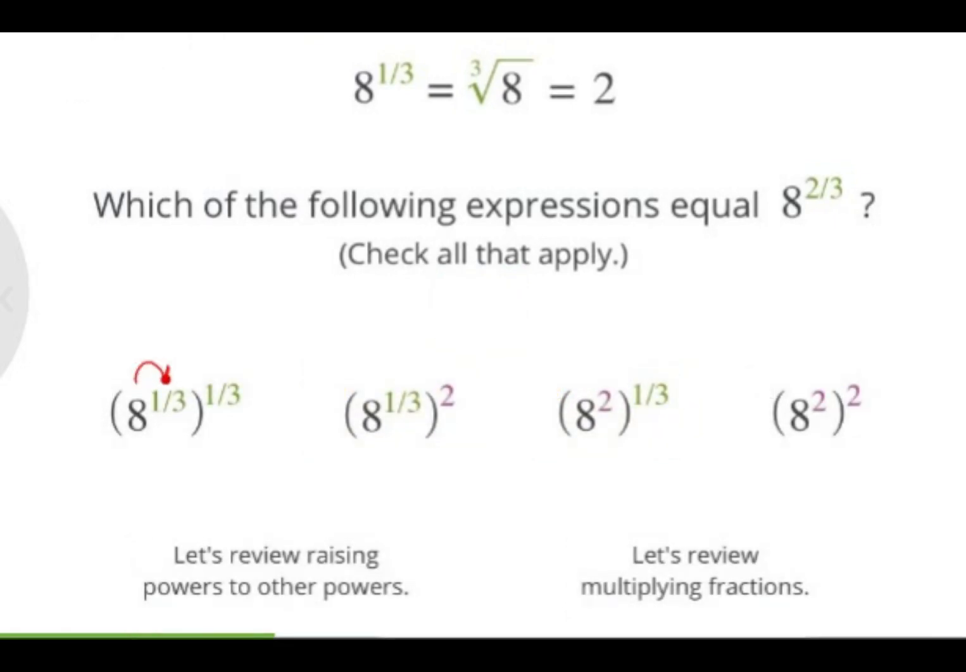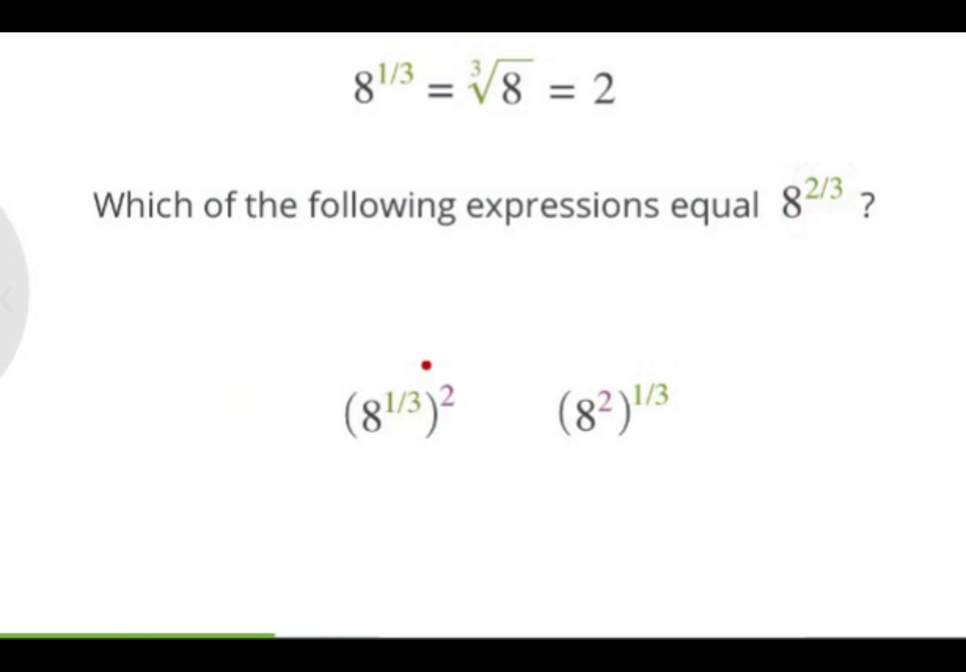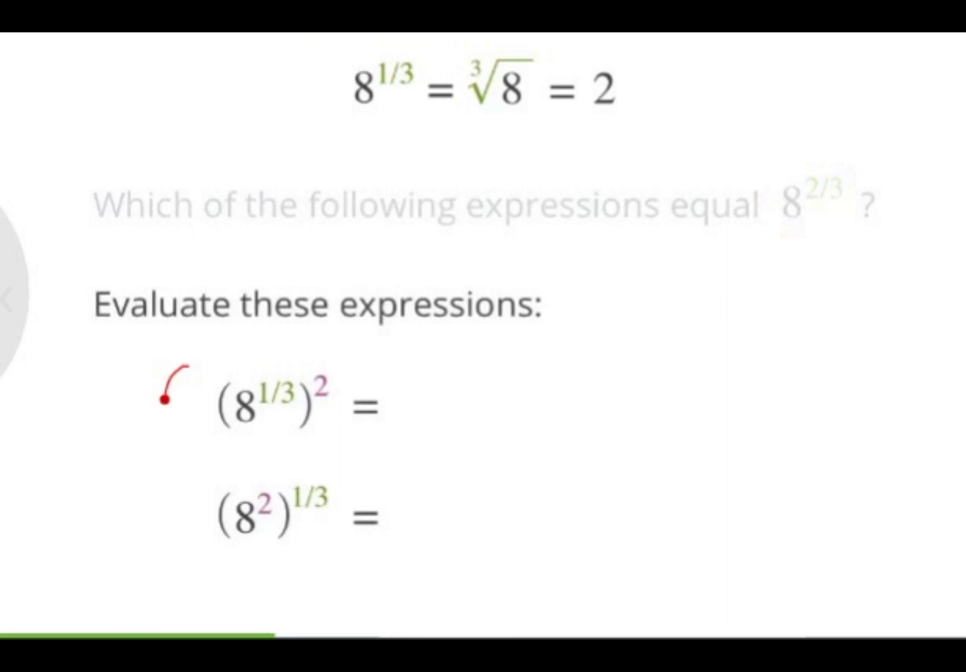Exactly. Whenever you raise to a power and then to another power, that's the same thing as raising to the product of the two exponents. 2/3 is equal to 1/3 times 2, and it's also equal to 2 times 1/3. So both of these expressions are equivalent to 8 to the 2/3. So try evaluating these two expressions. What's 8 to the 1/3 then squared? And what's 8 squared then raised to the 1/3?